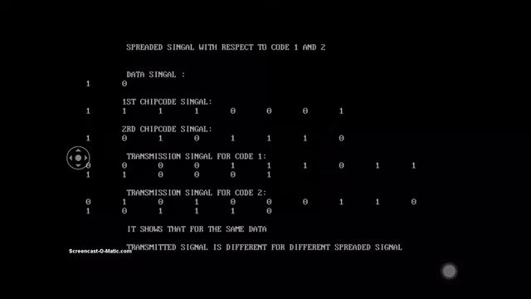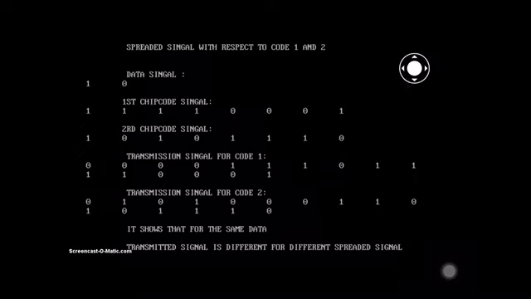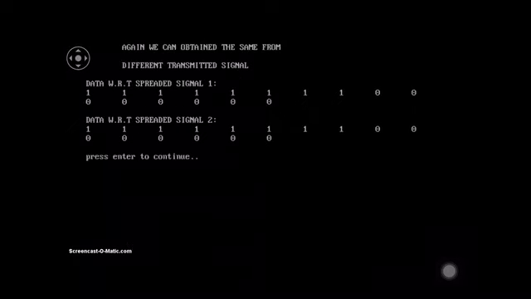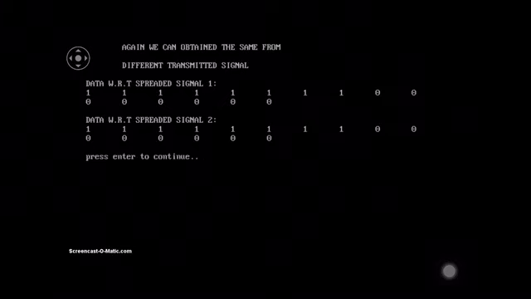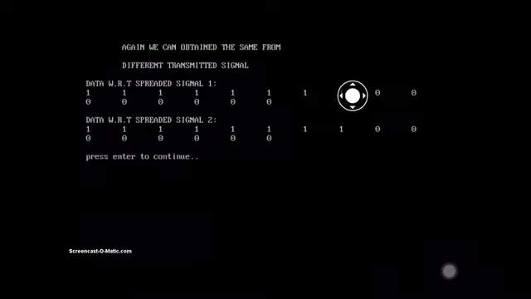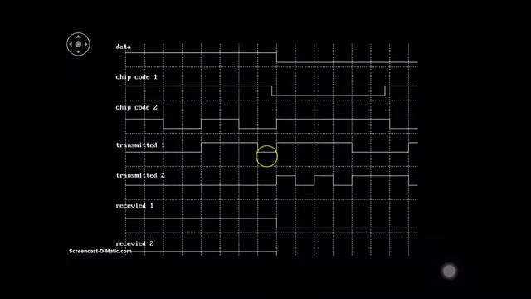Transmitted signal is different for the different spreaded signal, right? So this is more like an XOR operation. This is the data with respect to signal 1, and this is the data with respect to signal 2, which we can see is 8 bits of 1, as we have entered the first bit as 1, and the second 8 bits of 0 as we have entered 0.